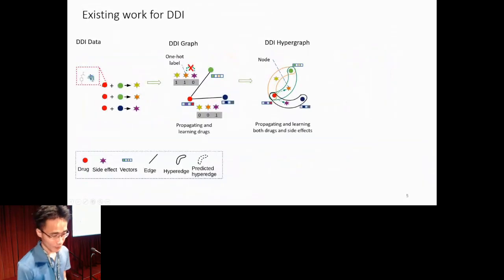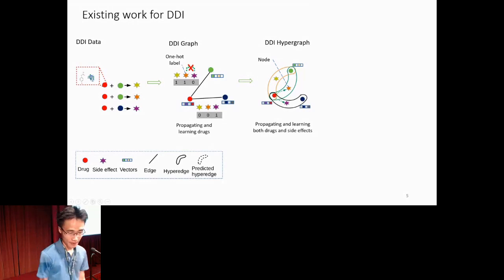And I would like to present an overview of existing work for drug-drug interaction prediction with a focus on the graph-based methods. So from DDI data, a commonly used method is to formulate DDI data in the form of a DDI graph. So what is a DDI graph? A DDI graph is a graph where drugs are nodes on the graph and edges are the interacting pairs of drugs, and side effects are the labels of the edges.